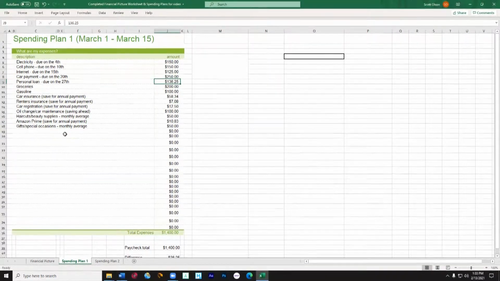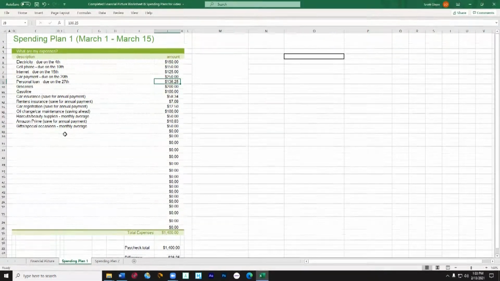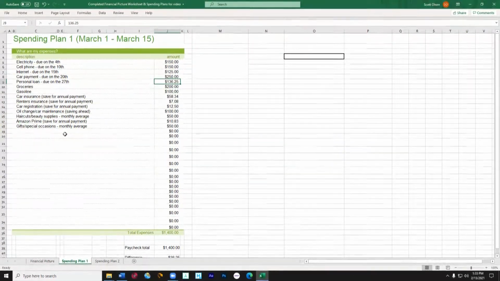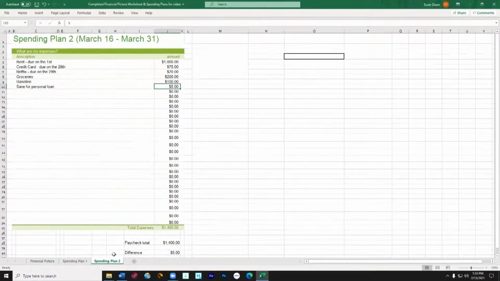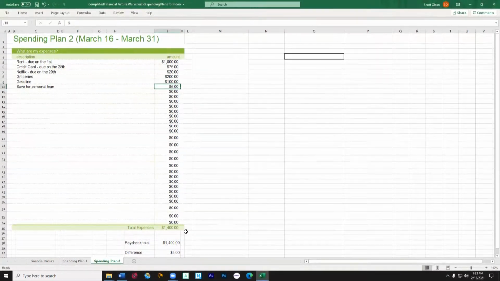Let's say you need to do your taxes during the month of March, and you're going to get the TurboTax software to do it, but it's going to cost you $60. You already have your spending plans made out for March 1st through March 15th and for March 16th through March 31st. And they add up to your total paycheck. So where are you going to get this money from?